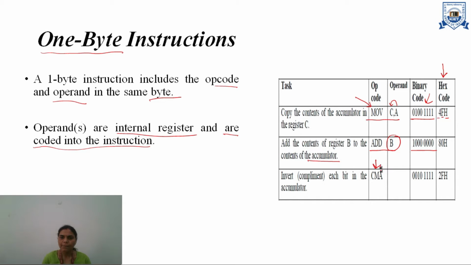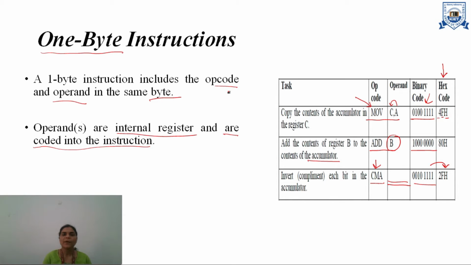Invert or complement each bit in the accumulator: the CMA command. In the CMA command, no operand is specified here. It has only an opcode. So the opcode is defined by 8 bits. That's why it is a 1-byte instruction. And now this binary code can be converted into hexadecimal, and this is the hex code for this instruction. So these are the examples for the 1-byte instruction format.